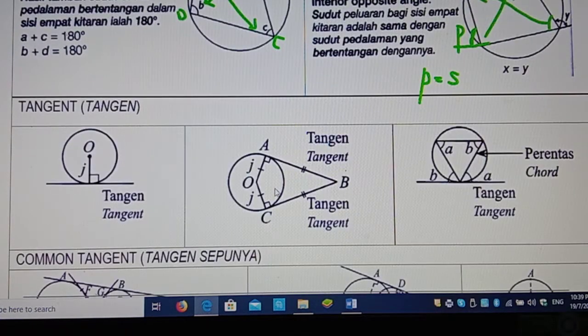Okay, next we look at the tangent. A tangent is a line that passes through only one point on the circle. So look here, it just passes through this point, let's say point A. So this line we call a tangent. If you extend a line from the center to point A, this one is the radius of the circle. So the radius and tangent are always 90 degrees to each other, perpendicular to each other.